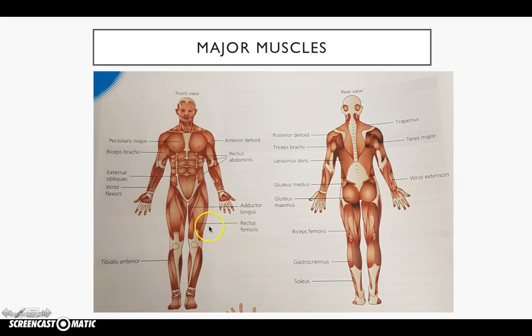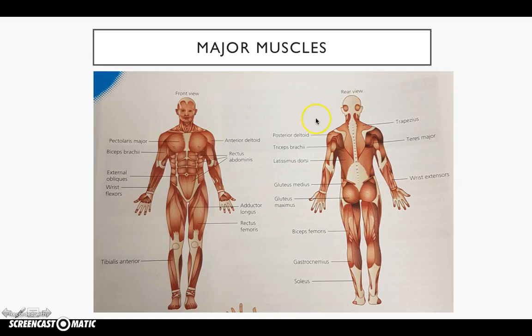Rectus femoris instead of quadriceps, so no longer can you put quadriceps, you have to put rectus femoris, which is this muscle here, and that flexes the knee. Adductor longus in here, movement is adduction. Rectus abdominis, so not abdominals anymore, or abs, it's rectus abdominis, which is essentially the six-pack. You've got anterior deltoid, so it's the front view. Anterior means front, so you've got the anterior deltoid.